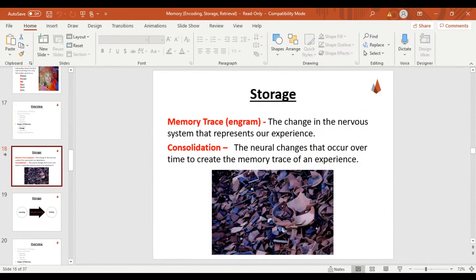Okay, now we also have storage. Memory trace is the change in the nervous system that represents our experience. Consolidation is the neural changes that occur over time to create a memory trace of an experience. Within that same storage space, we also attach certain emotions to memories. So emotional memories are going to be more vivid, stay in our mind much longer, and be retrieved much quicker than memories without strong emotion attached to them.